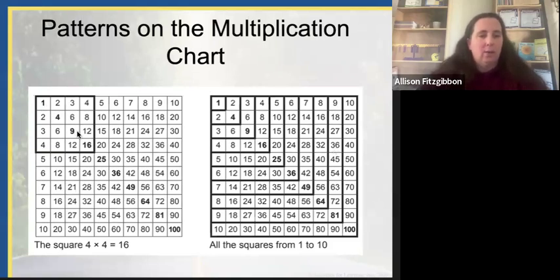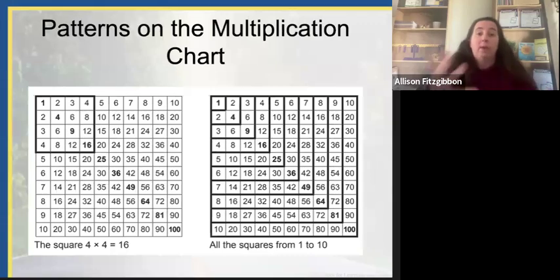You can see this diagonal right here is your squares, your 1 times 1, your 2 times 2, your 3 times 3, your 4 times 4. And you can see that here, all the squares 1 through 10 make this diagonal, which are all our perfect squares. So all these can be found on your multiplication chart.